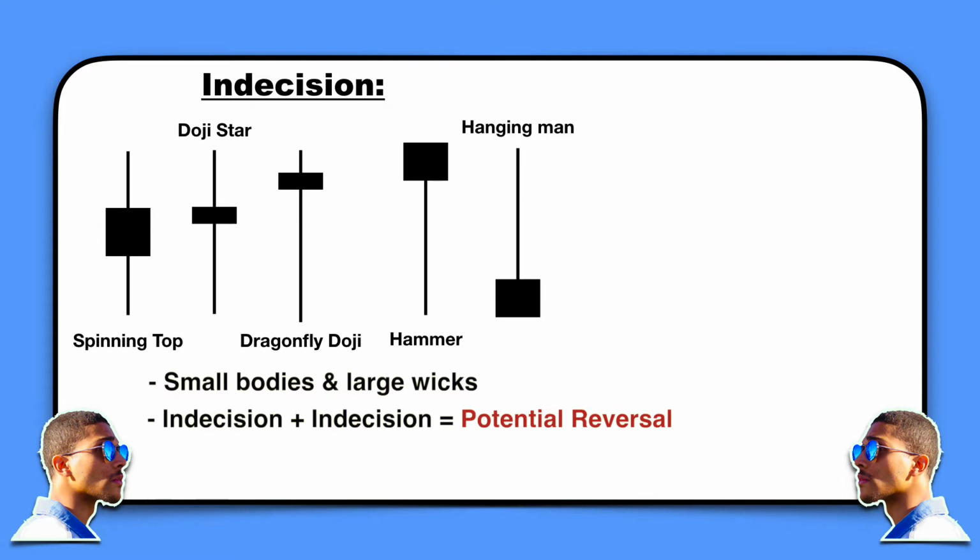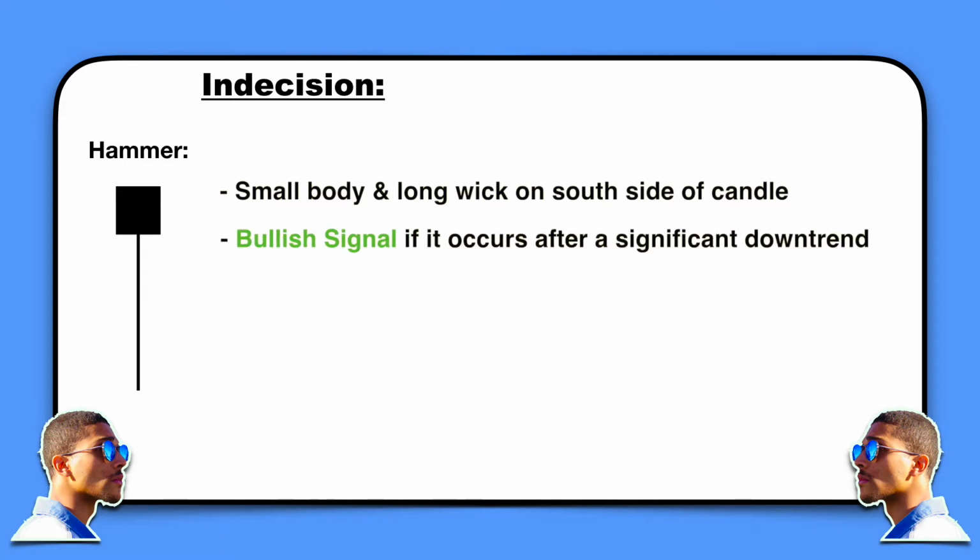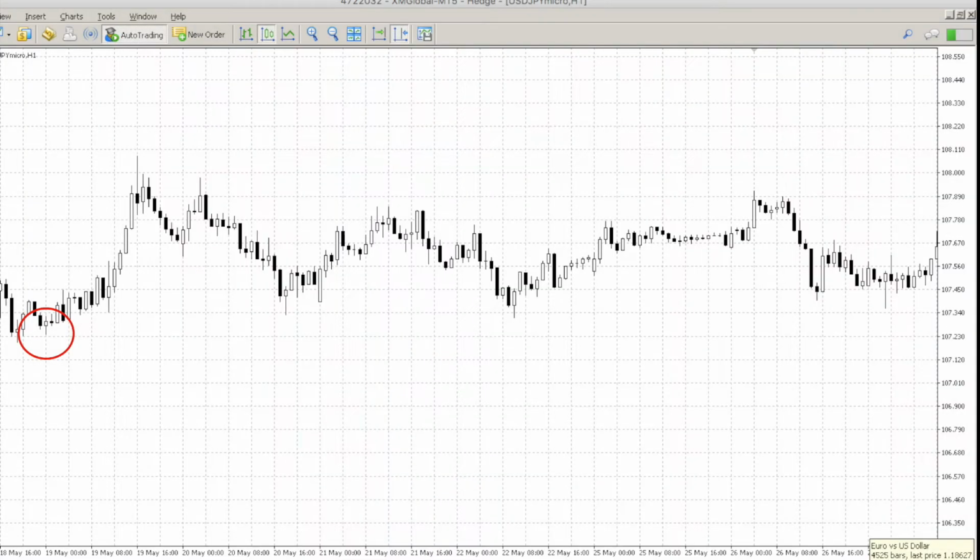I just want to draw your attention to two of the indecision candles, the hammer and the hanging man. Let's first speak about the hammer. A hammer has a small body and a long wick on the south side. The body is small in comparison to the wick. It is a bullish signal if it occurs after a significant downtrend. Let's see how these look on the chart. Hammers were present just after the market dipped, and after the hammer appeared, the market reversed directions and started rallying.